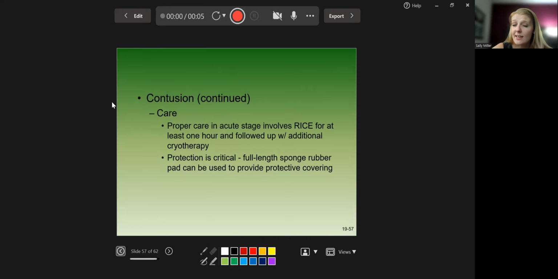So we don't get some of that buildup of bone within muscle tissue, our myositis ossificans. We don't want to see that develop. So if we can prevent especially repetitive blows to muscles, that's going to be the best way to prevent that from even happening in the short term.